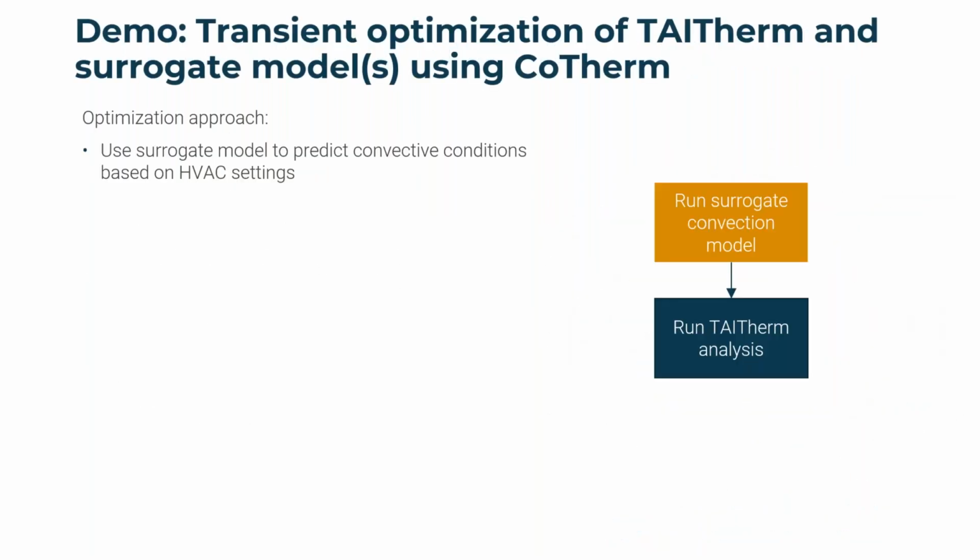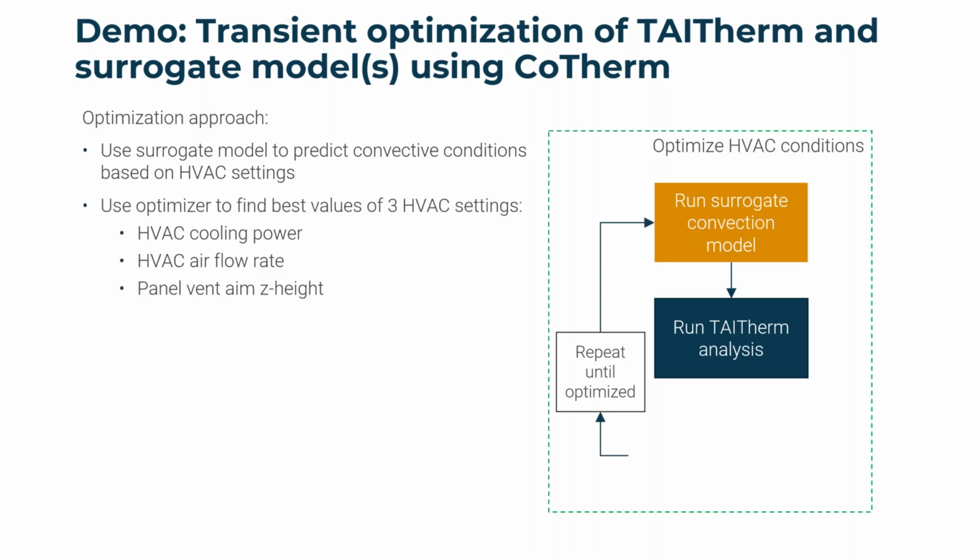How we're going to set that up in CoTherm is we're going to use the surrogate model that we just trained in conjunction with CoTherm. So the surrogate model will give CoTherm its convective inputs. And then we're going to put that into an optimization loop where we let the optimizer choose the cooling power, the flow rate, and that aim vector for the HVAC system and try to find the best comfort.